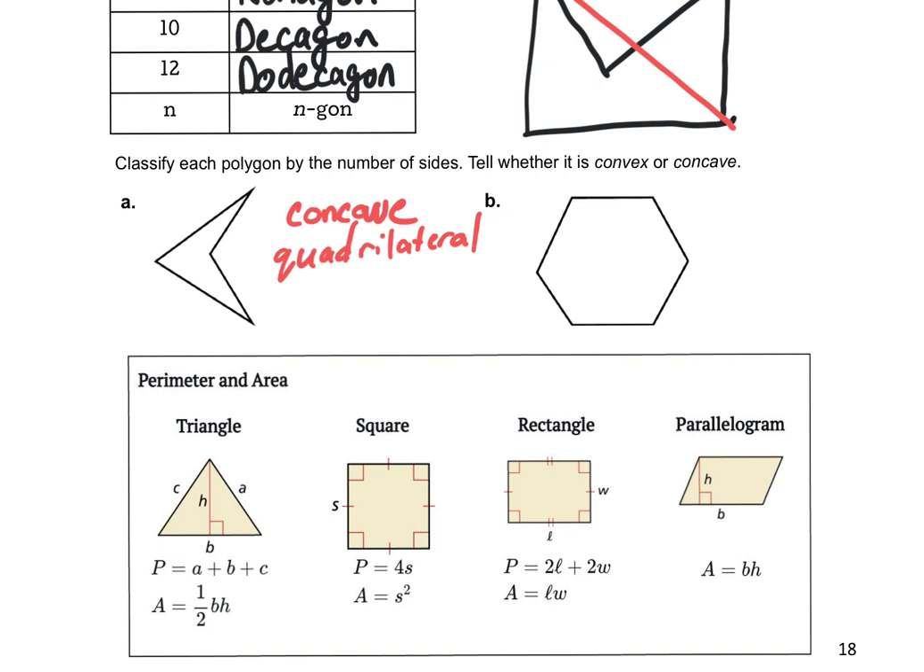Okay, when we see the word classify, classify tells me what type of polygon do we have. Okay, part B, how many sides do we have? 6, okay. And are the sides all pointing out, or are any of them going inward? They're all going out, right? So this one we would say is a convex hexagon.